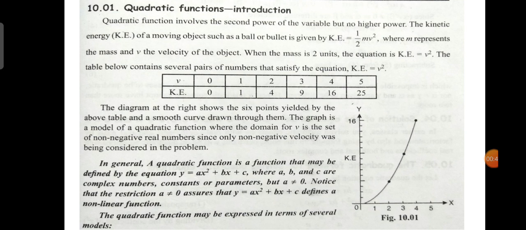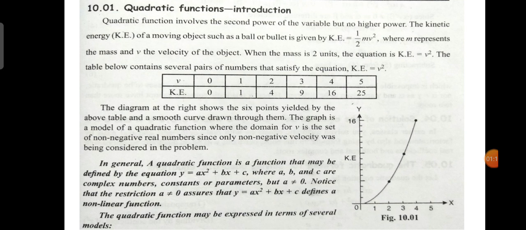A quadratic function is a function that may be defined by the equation y is equal to ax square plus bx plus c, where a, b, c are complex numbers or constants or parameters, but a not equal to 0. Notice that the restriction a not equal to 0 assures that y is equal to ax square plus bx plus c defines a non-linear function.